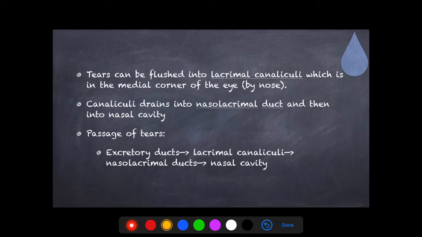So if I break down the passage of tears, they're going to be released from the excretory ducts. They're going to flow into the lacrimal canaliculi, which is the little dip at the end of each of your eyes towards your nose. They're going to go into your nasal lacrimal ducts and then into your nasal cavity. And that's why a lot of times when people get really teary-eyed or really emotional, your nose gets super runny, because that's how your teardrops are draining into there, and they're going to come out partly through your nose.